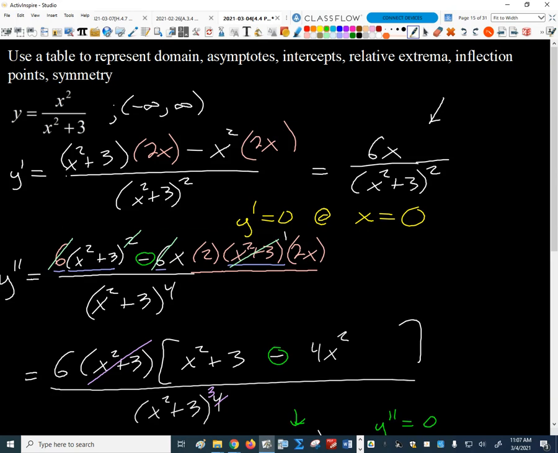Okay, there are no vertical asymptotes, agreed, because there are no zeros of the denominator. But horizontal asymptotes: what's our horizontal asymptote going to be? I have to take a limit as x approaches infinity, right? So I'm taking the limit of x squared over x squared plus 3 as x approaches plus or minus infinity.